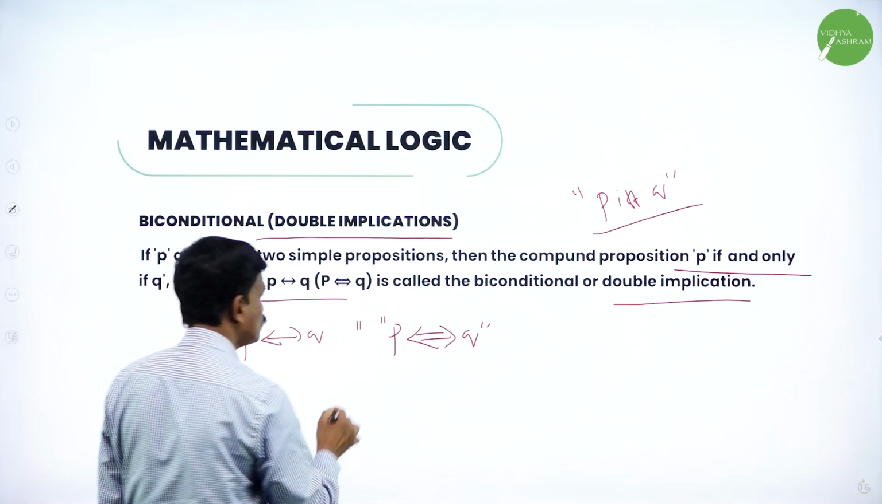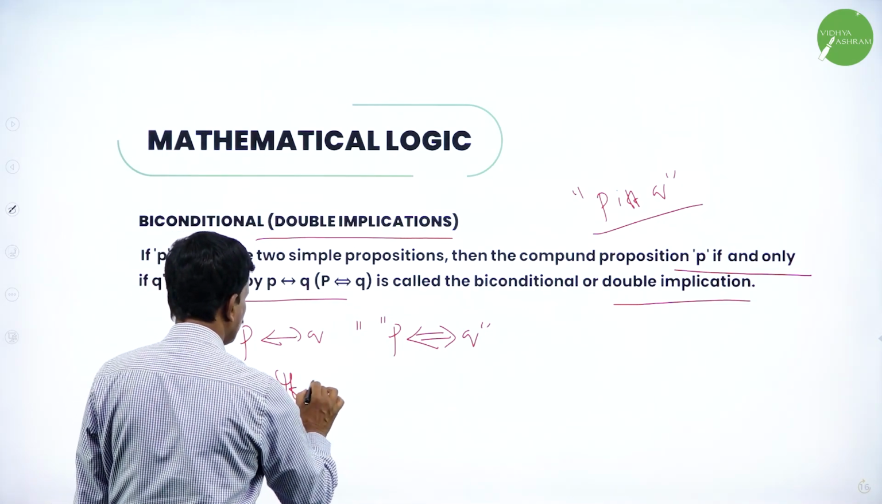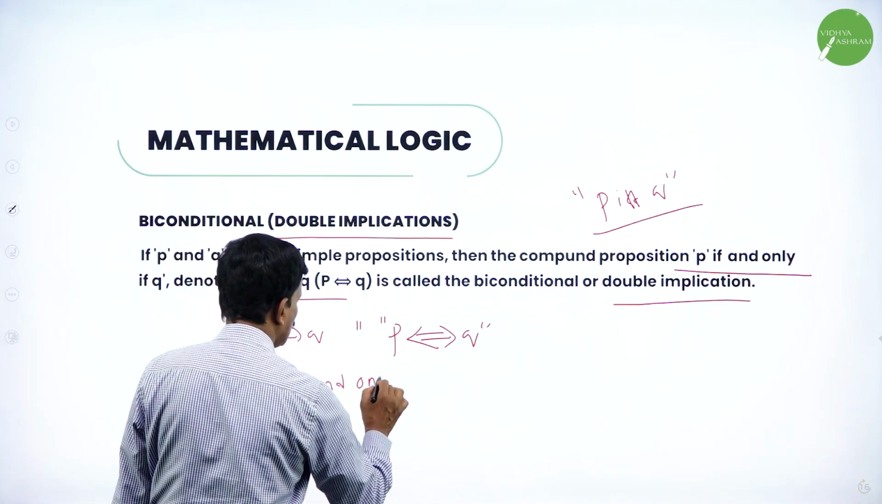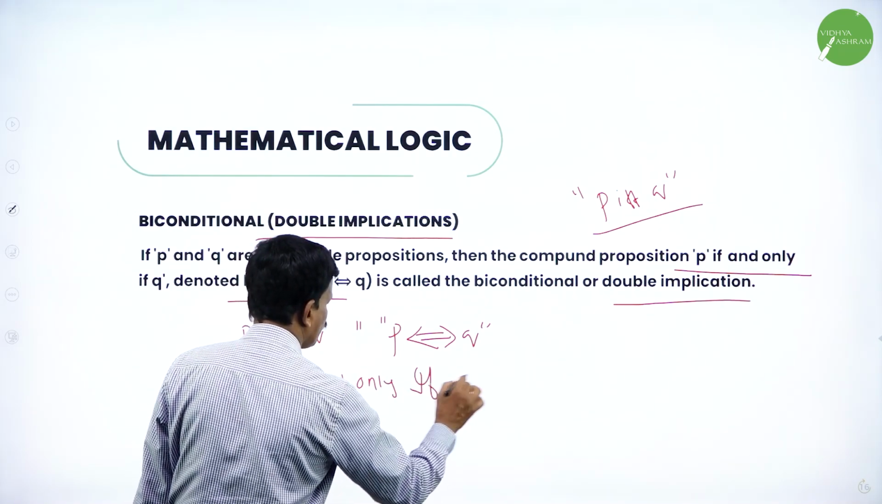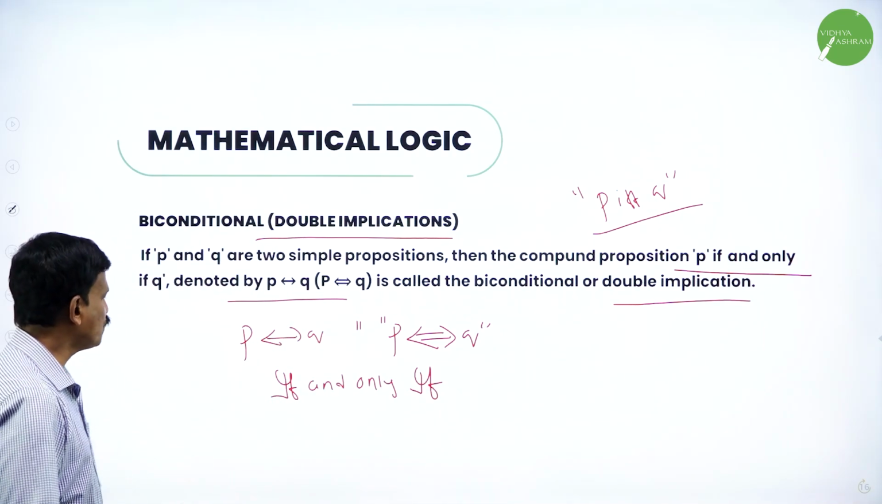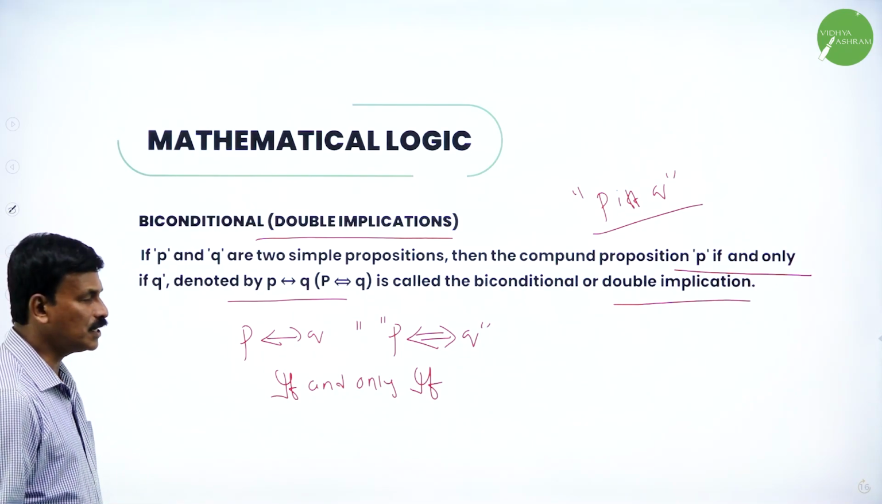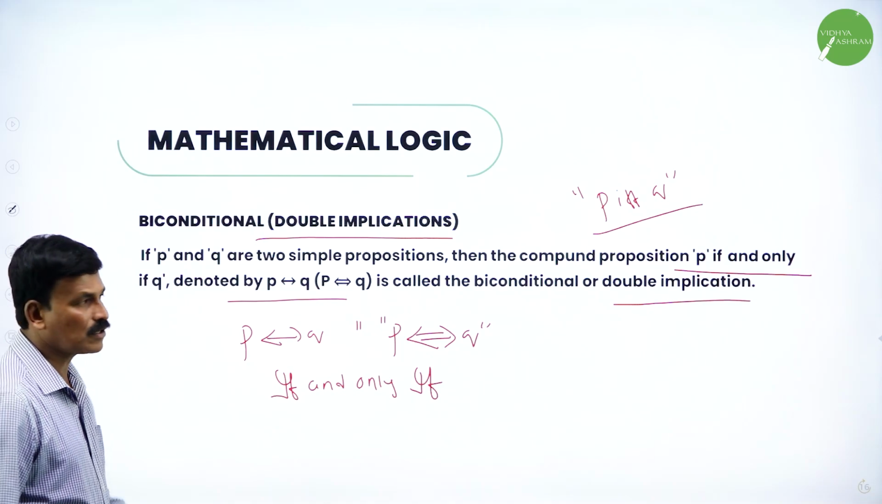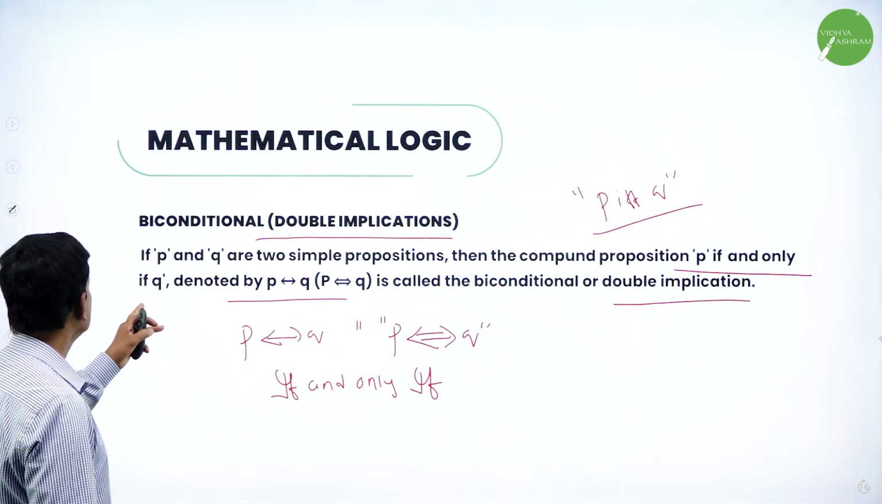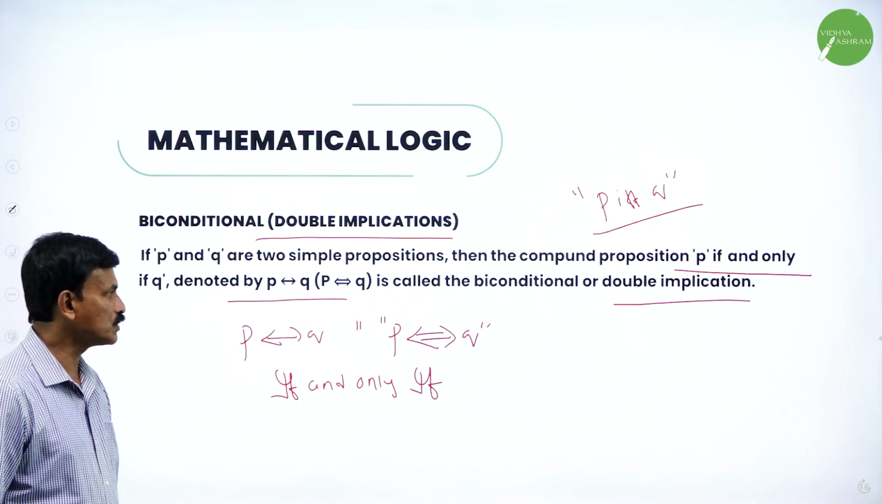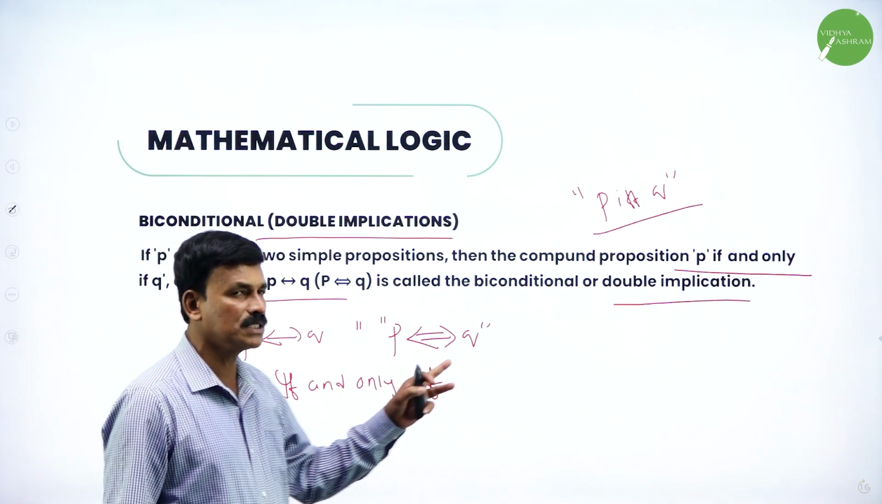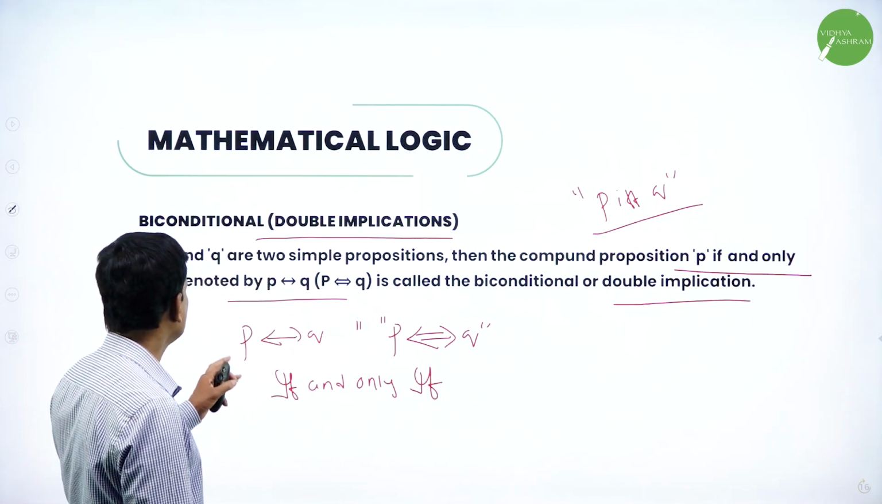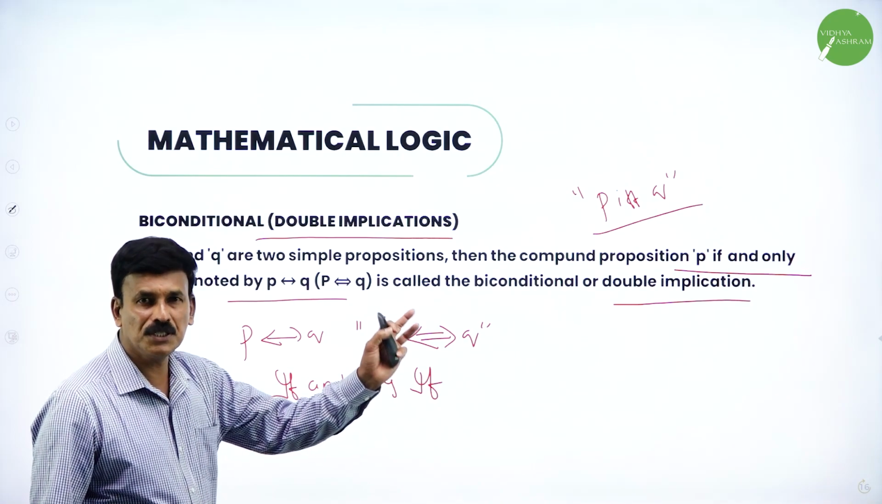What is this? If and only if. So if P and Q are two simple propositions, then the compound proposition denoted as P biconditional to Q is called the biconditional or double implication. That is P if and only if Q.